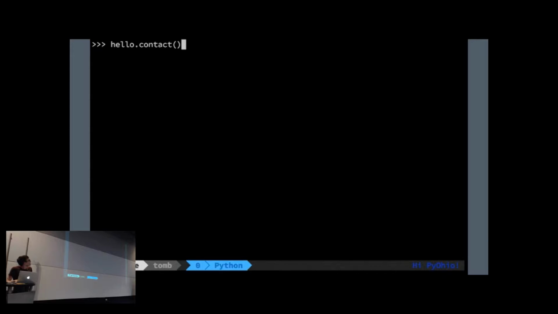So I'm still typing here. Pretend I'm still typing. But I'm cheating, so I can talk. So you can call this function. We said it's sort of a self-promotional function.